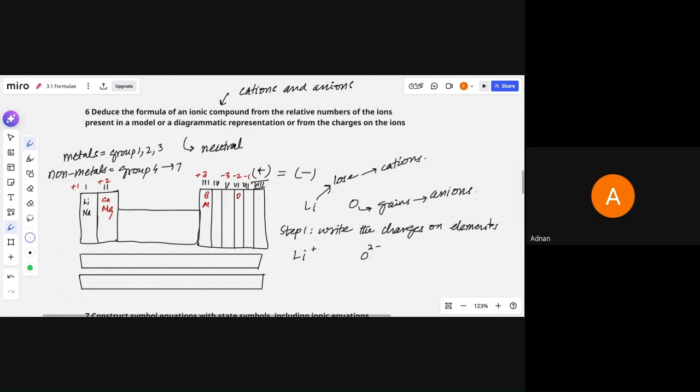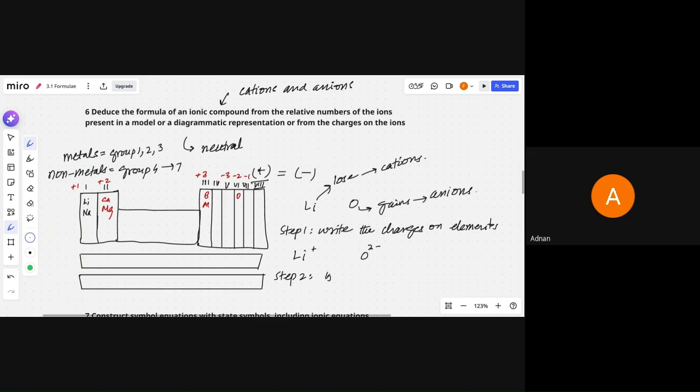Now this is step 1: write the charges on elements. Very simple. Again, this is a revision. I've already explained these things in the previous chapter. If you haven't watched that video, I would suggest that you watch that video and come back and watch this. So now step 2: apply the crisscross method.